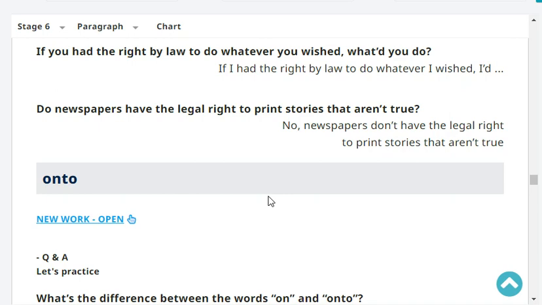Do newspapers have the legal right to print stories that aren't true? No, newspapers don't have the legal right to print stories that aren't true.